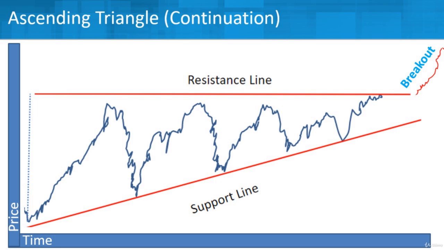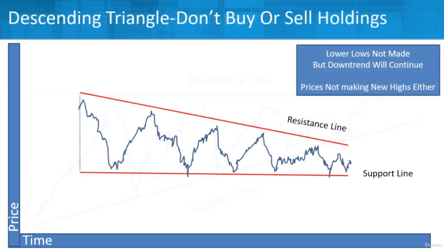And since triangles are considered continuation patterns, your breakout is going to be in the direction of whichever way the trend was, and the previous trend was an uptrend in this example, or an ascending triangle. It is always a breakout to the higher end, because you can see the support line has an upward slope to it. So that's where your breakout is. Now in a descending triangle, it's the same concept, just the other direction. You see how our support line now is horizontal, and our resistance line has a downward slope, and a downward trend leading into it.